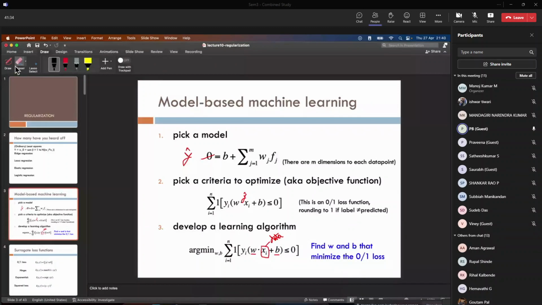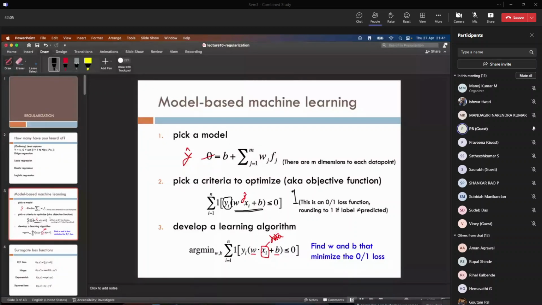So if this y is our target variable, this is our predicted variable, y hat. If these are the same, this will give me 0. If these are different, say any values, it should be different, it will give me the value 1. Simply output 1. This is the integer function.